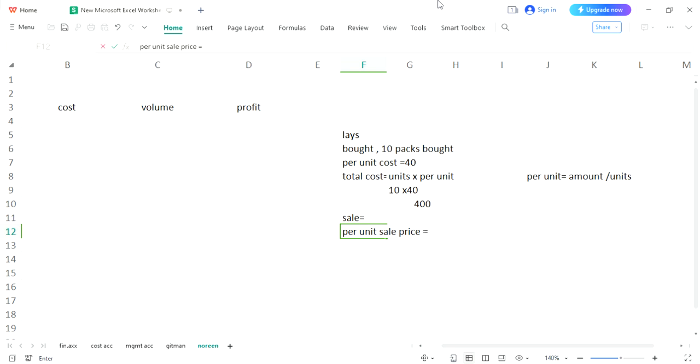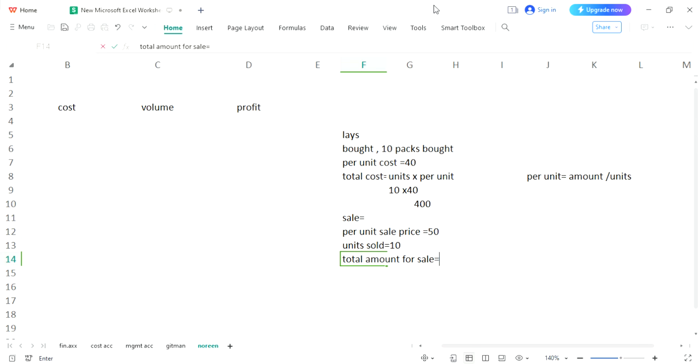You may make it 60, 70, whatever you want. And the total units you have sold is, here we are supposing that all of the units have been sold out. It means those are 10 units you have sold. Now you want to calculate your total amount again, but now for sale.